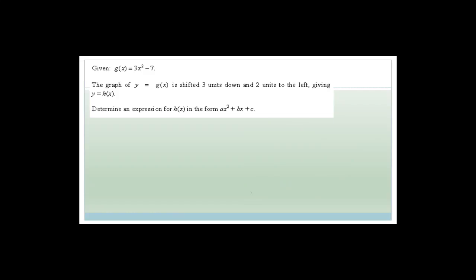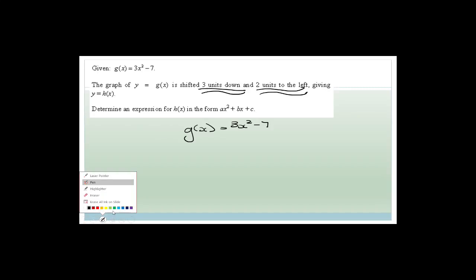Okay, right. Now let's look at the next question. It says g of x is equal to 3x squared minus 7. Let's rewrite that, okay? g of x is equal to 3x squared minus 7. It says it is shifted 3 units down and 2 units to the left, giving h of x. And it says determine the expression of h of x in the form ax squared plus bx plus c.